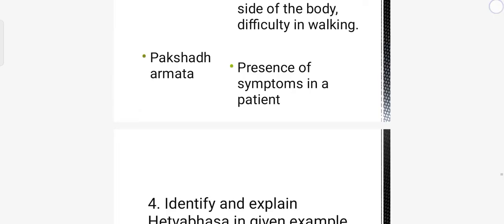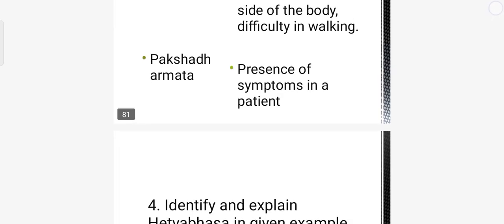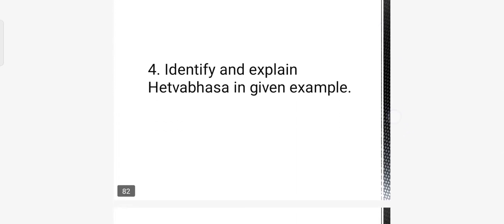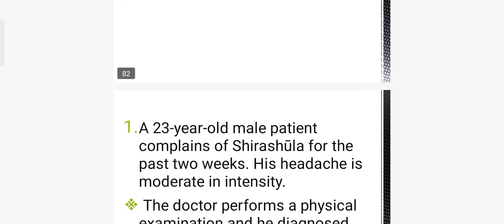Pakshadharma, presence of symptoms in the patient. Try to keep this in mind, it will be helpful for you. So moving on to the next one: identify and explain Hetvabhasa in the given example.